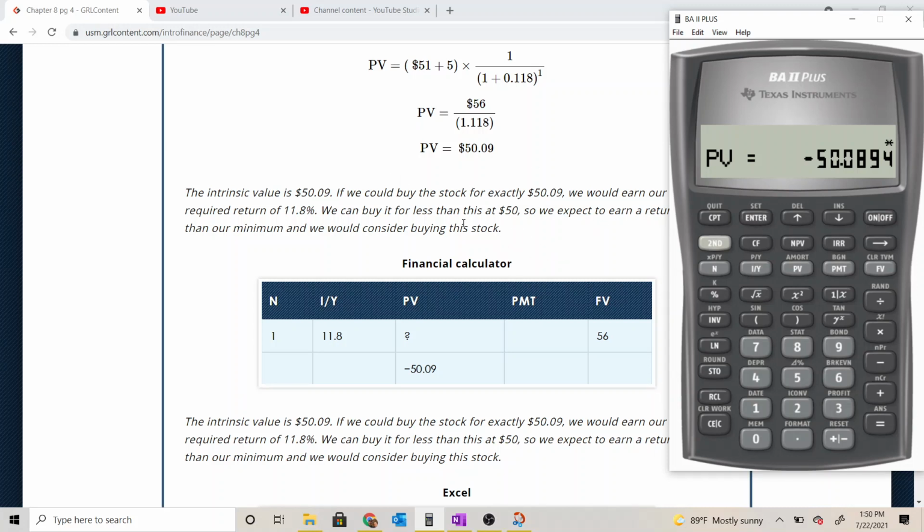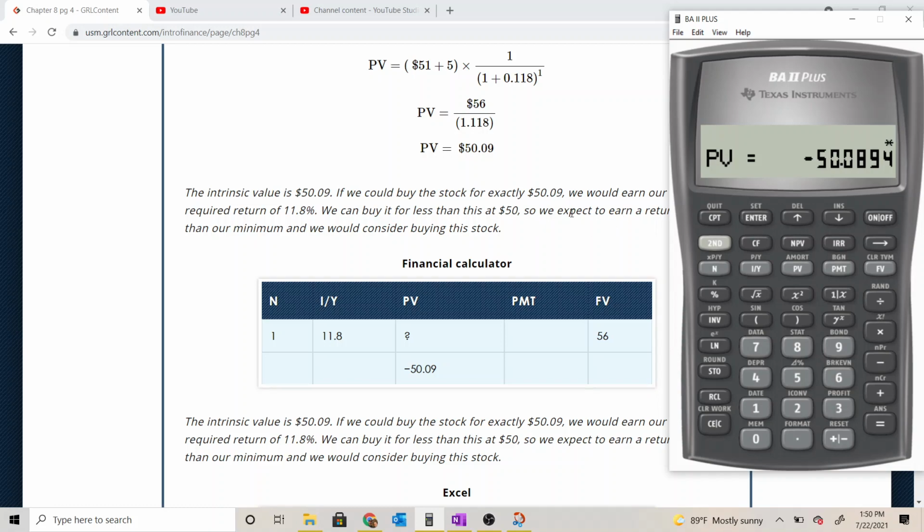Well, the stock is currently trading for $50, the problem said, which is less than our intrinsic value. We think it's actually worth $50.09. Well, it's trading for $50, which means if we bought it at 50 and then received the expected future cash flows, our rate of return would actually be higher than 11.8%, and the stock is more than compensating us for the risk we think is embedded in the stock, the risk it would contribute to a well-diversified portfolio. So we come to a buy decision here. This one looks attractive, and we would consider buying it.